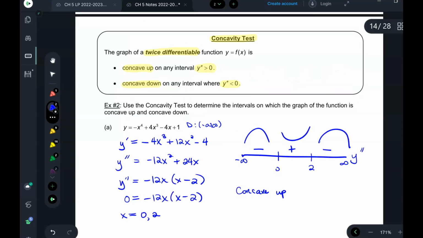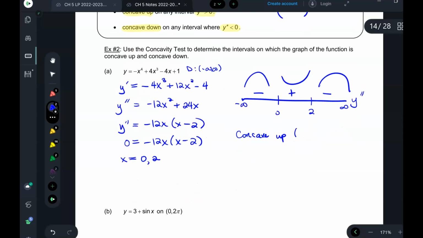One of the things I should always say: always use parentheses for concavity. You can't include the endpoints here because it doesn't make sense for it to be concave up or down at a point. So we're going to say from 0 to 2, and it's going to be concave down from negative infinity to 0 union 2 to infinity.